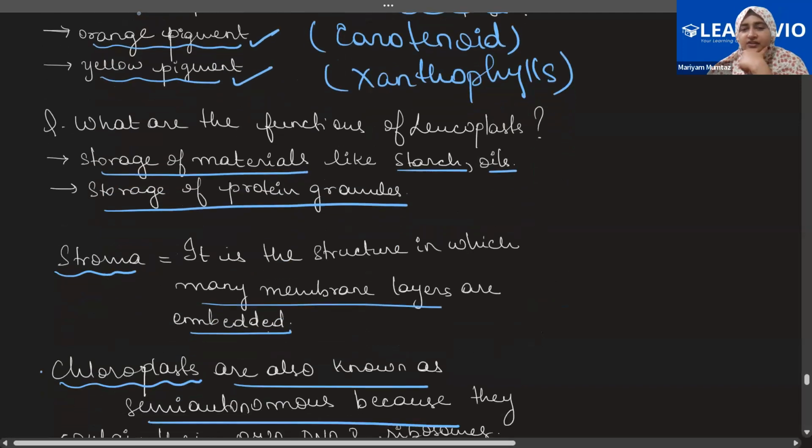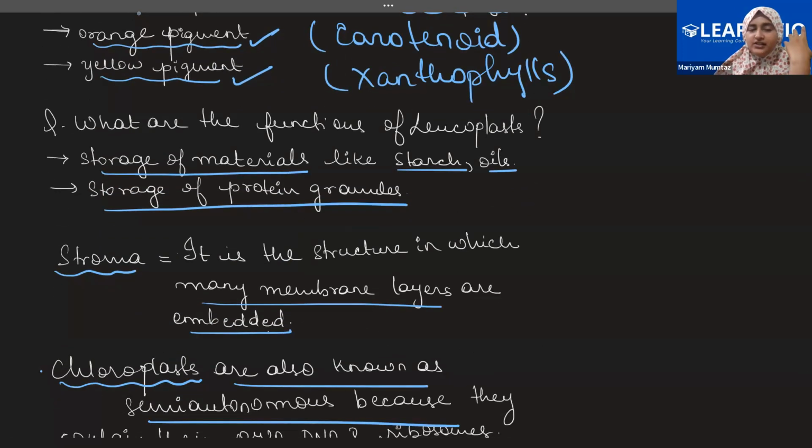Now, what are the functions of leucoplast? Leucoplast performs functions such as storage of materials like starch and oils, and it also stores protein granules. Since it does not have any color to it, it cannot do any fancy function. So what does it do? It stores. It does the process of storage.